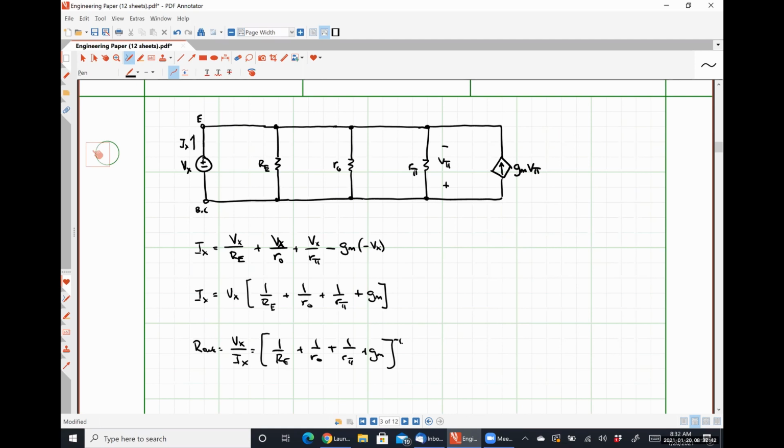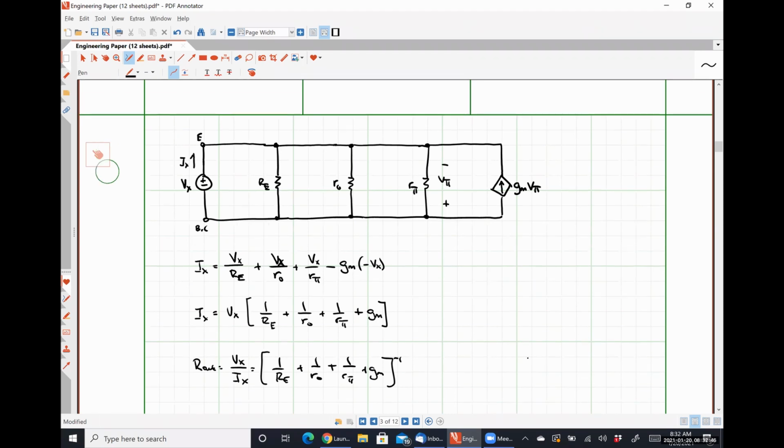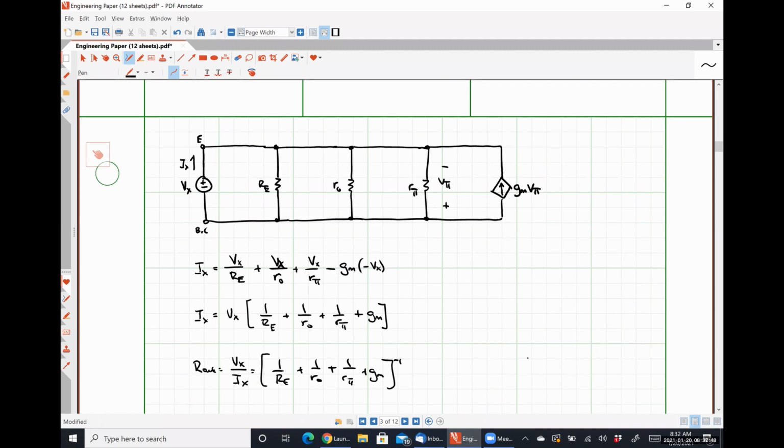Anything? Yes, Cameron. All right, so I have negative Gm multiplied by negative Vx gives me positive Gm Vx. Then I factored out Vx from everything. All right, so nothing wild or crazy here.